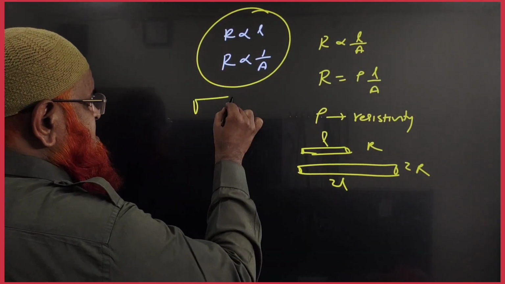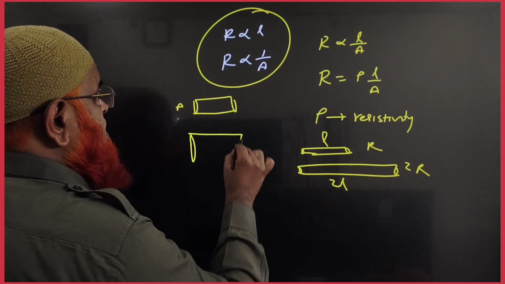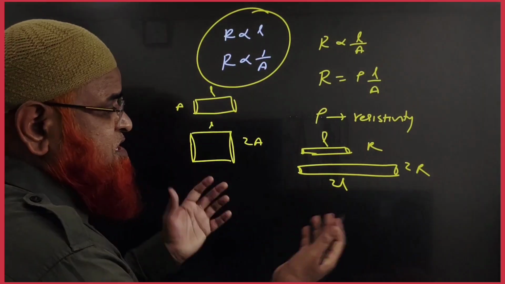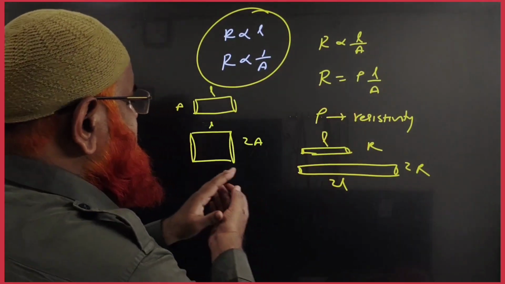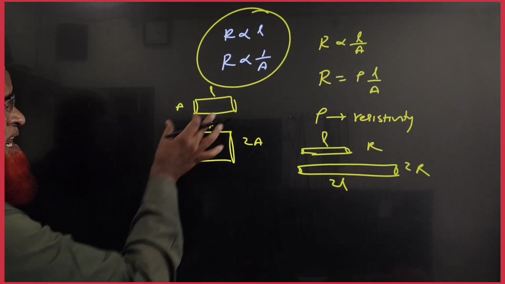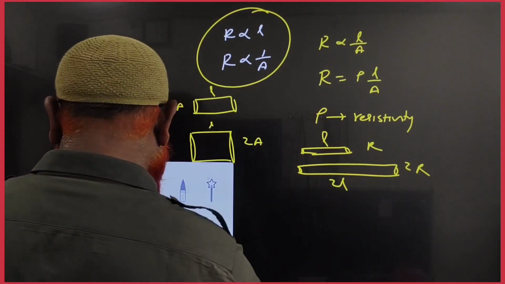For example, length is the same. Previously, area of cross section is A. Now, area of cross section has doubled. Length is the same, but area of cross section is doubled. Then what happens to the resistance? It becomes half. If area doubles, resistance becomes half here. Length is taken as the same here. So from this you will get one more new relation.